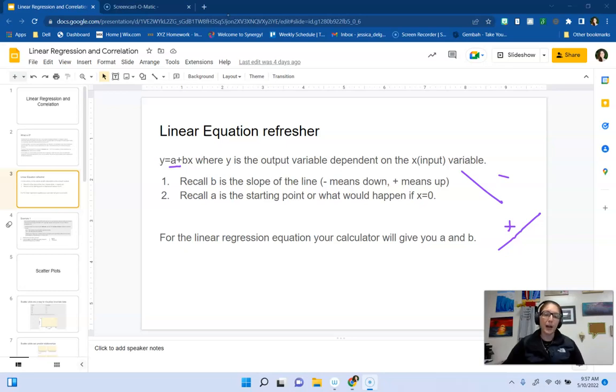Now, this is going to turn into what we call the linear regression equation, or line of best fit. And our calculator will tell us what a and b are, so that'll be nice.